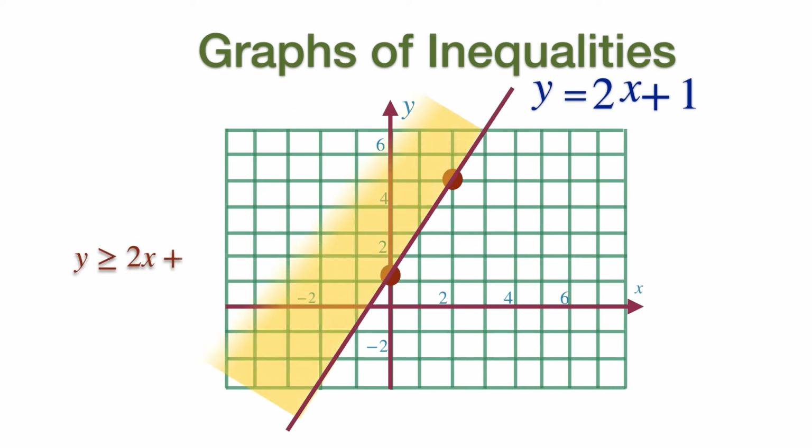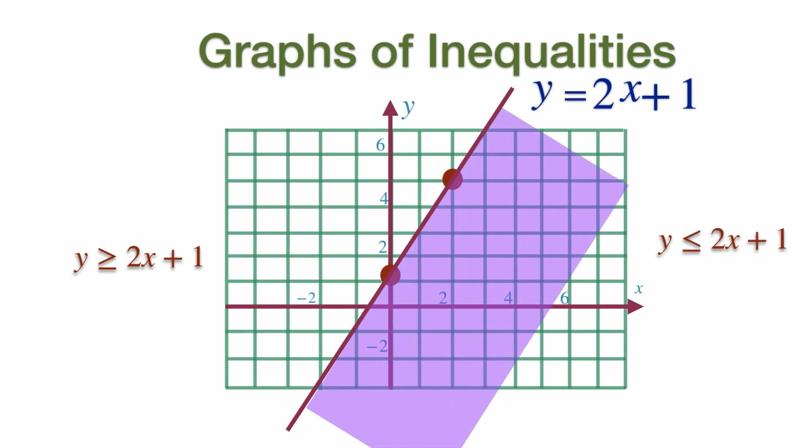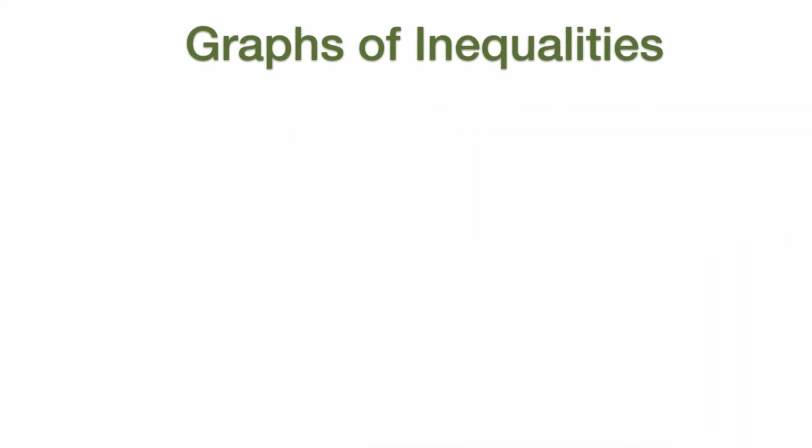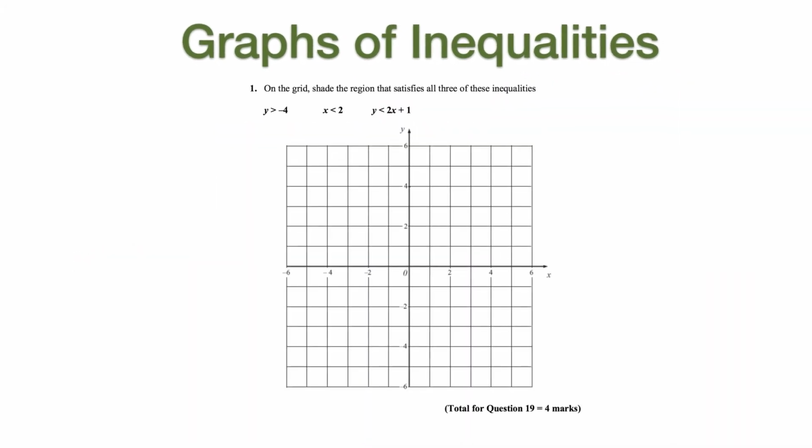Solid line here again denotes that points on the line are included in the regions of inequalities. Have a look at this example. In order to find the regions satisfied by all these three inequalities, it is easier to shade the regions that we don't want rather than the one we want.